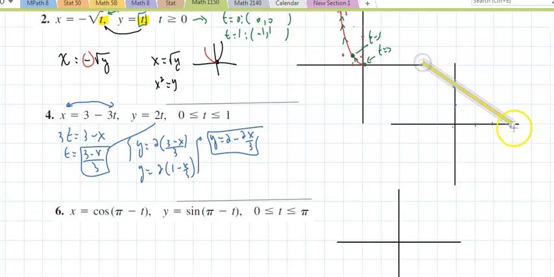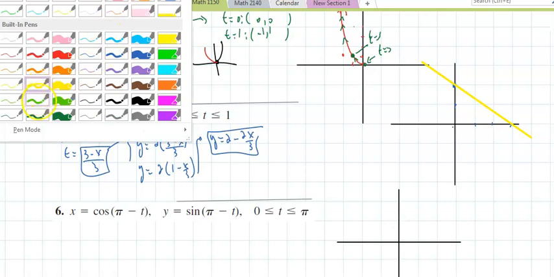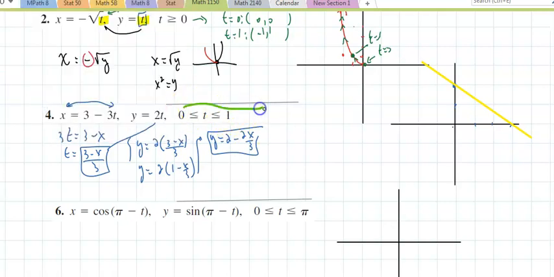But since they're limiting t, I should know that it's not going to be the infinite line. It's going to be a piece of it. Which piece? If I take t equals 0, remember it goes in the original equation right there and right there. 0, I'm at 3, 0. I'm right here right now. And in 1 minute time, when I put 1 in there, I'm going to get 0, 2. I'm going to be here in 1 minute.